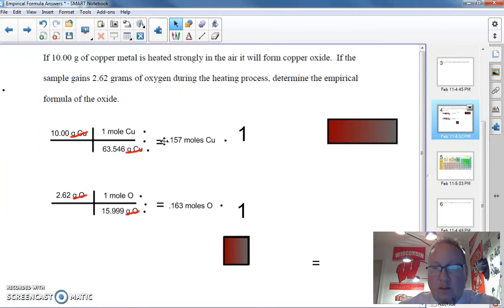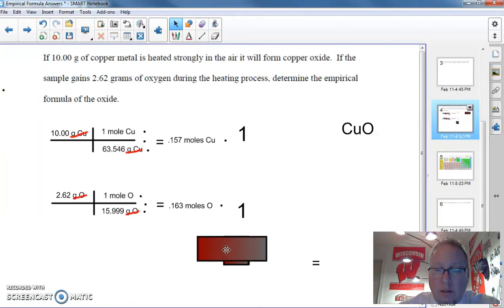This number is not twice the size of this one. This number is not 3 times the size of it. It's pretty much a 1-to-1 ratio. So the empirical formula for this particular sample is, for every 1 copper, there is 1 oxygen.